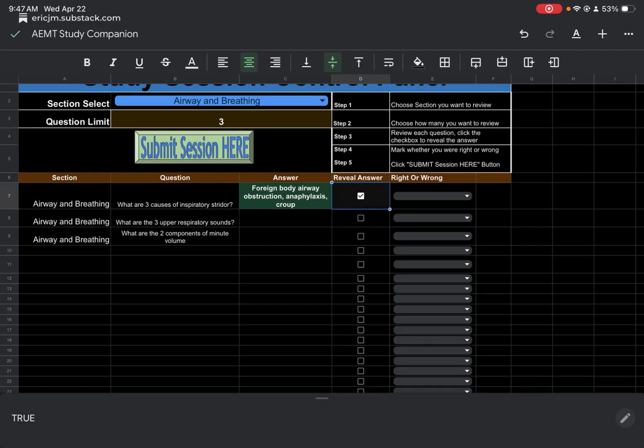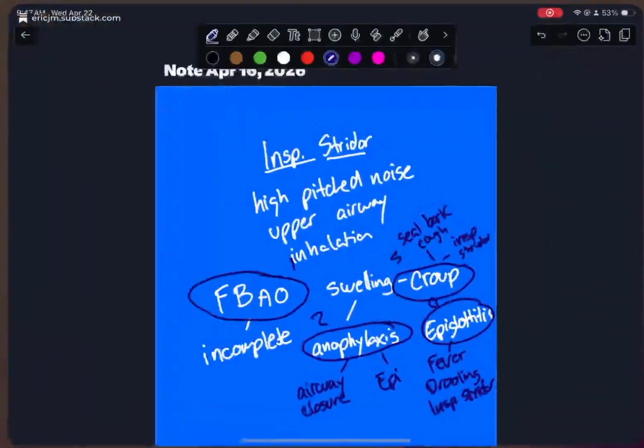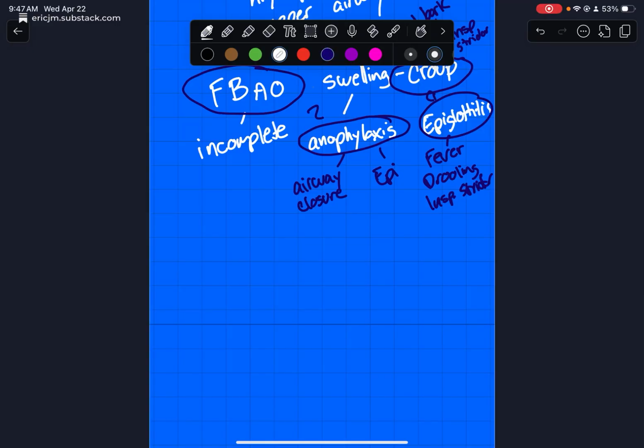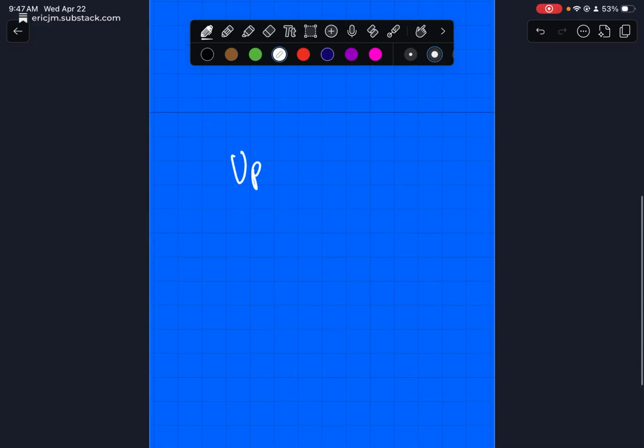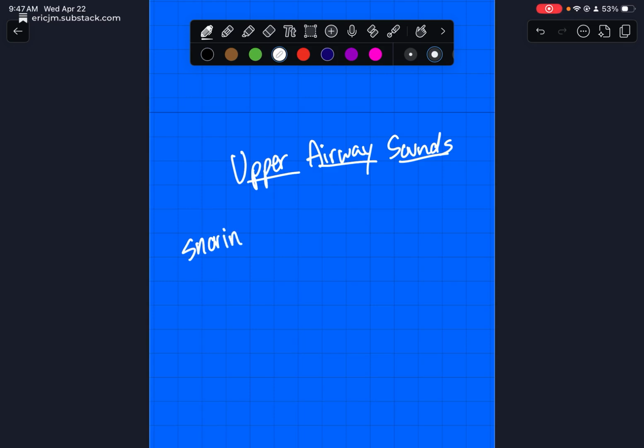All right, what are the 3 upper respiratory sounds? Goodness, you should know this. So your upper respiratory noises. That's stuff that you can usually hear as soon as you come into the doorway. Upper airway sounds. That's stuff that you have to recognize quickly because that's something that will impact their airway immediately. So you should come across snoring. That's a problem. Gurgling. And of course, we already just said one, stridor.